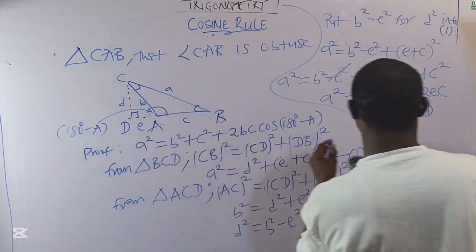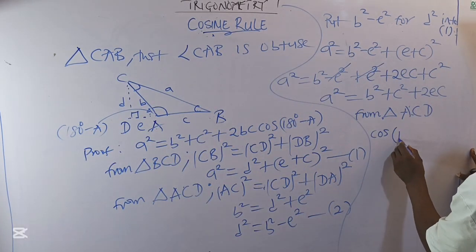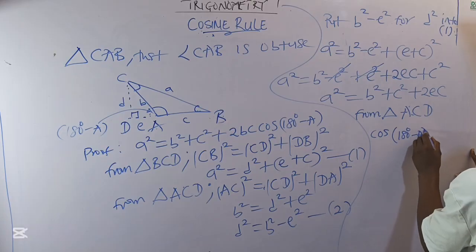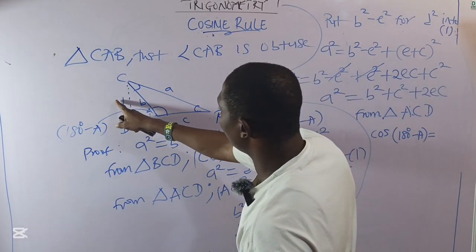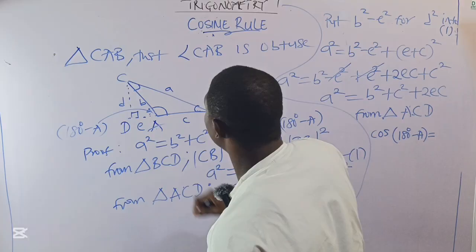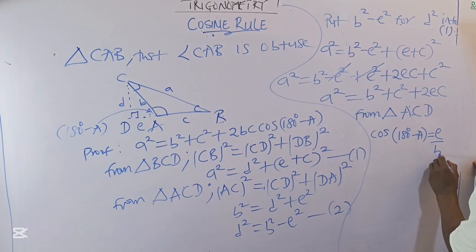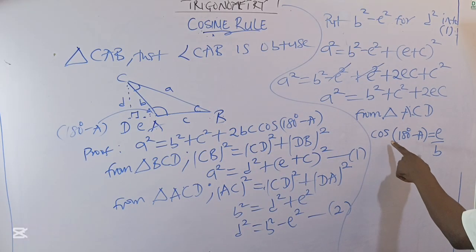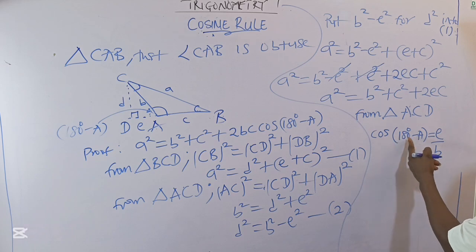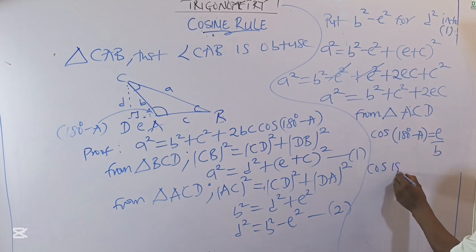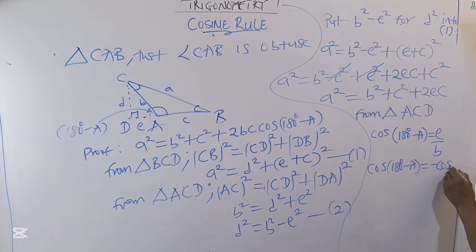Now, from there, I can have the cos. Since this angle is 180 minus A, I will have cos, open bracket, 180 degrees minus A, equals cos of this angle. So my adjacent is e, hypotenuse is b. So I have equals e over b. But remember, cos 180 degrees minus A must be equal to minus cos A. Why? Cos is negative in the second quadrant. So if I have cos 180 minus A, it must be equal to minus cos A.